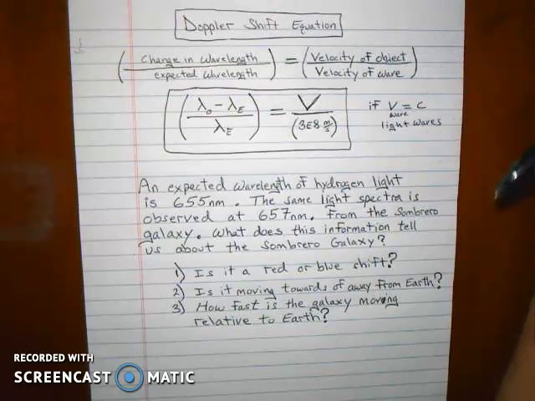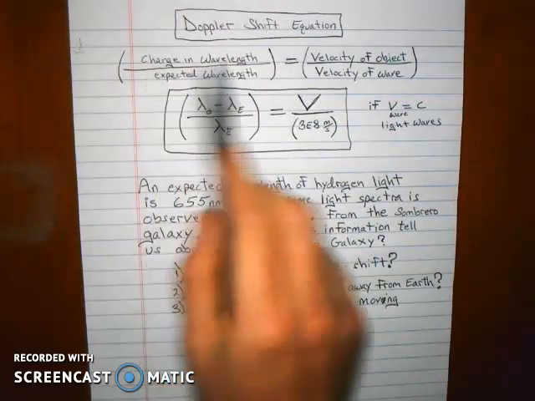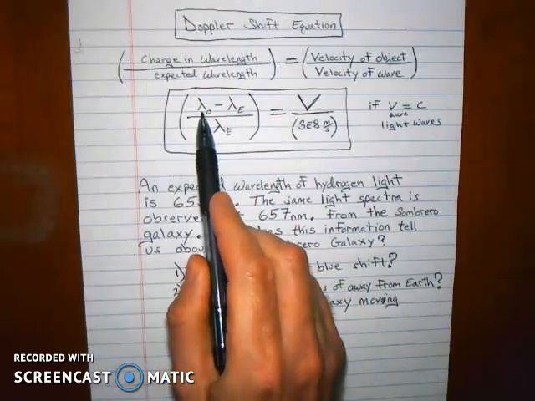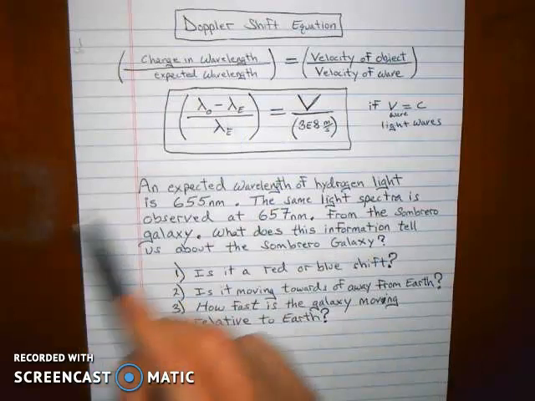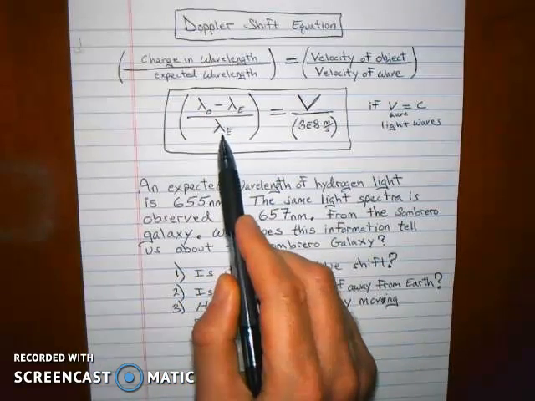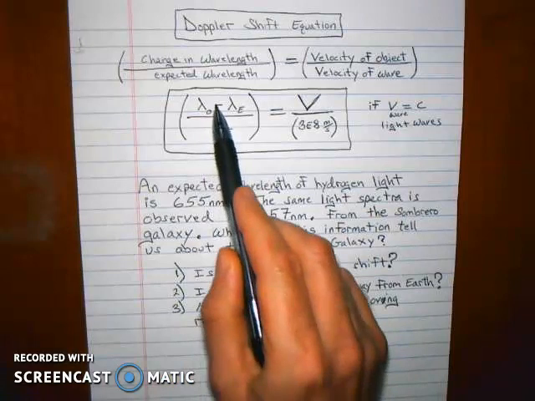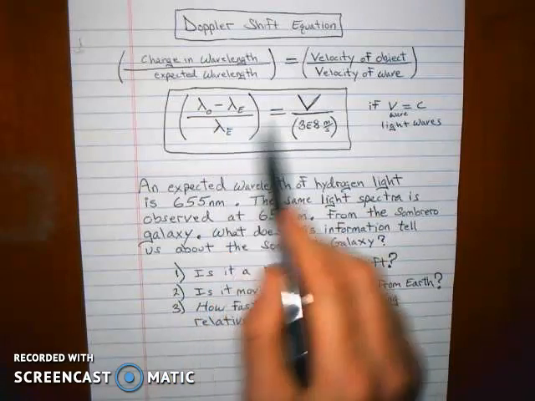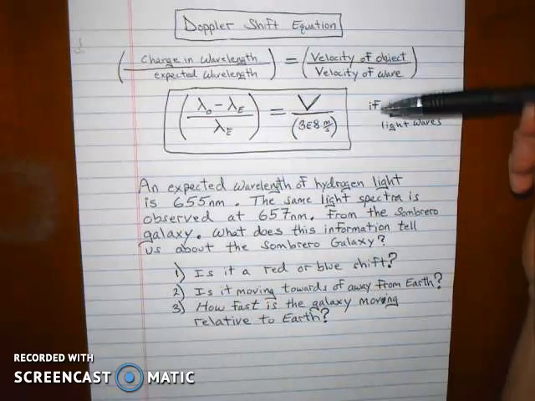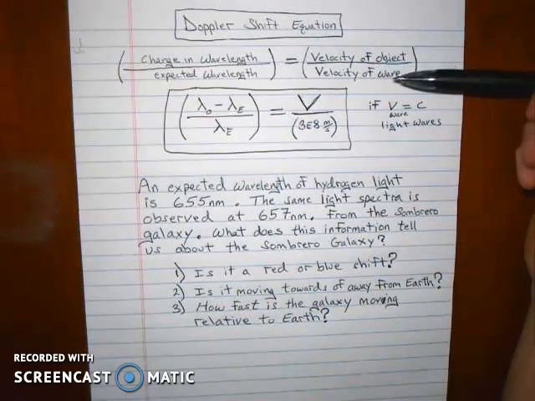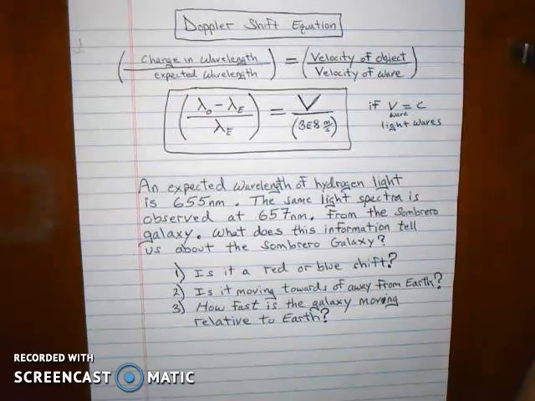So here's what we'll do. First, identify the change in the wavelength. The wavelength we observe that's shifted, minus the expected wavelength that's unshifted, divided by the expected wavelength that's unshifted. That ratio is equal to the ratio of the velocity of the object that's moving, emitting that wave, compared to the velocity of that wave energy.